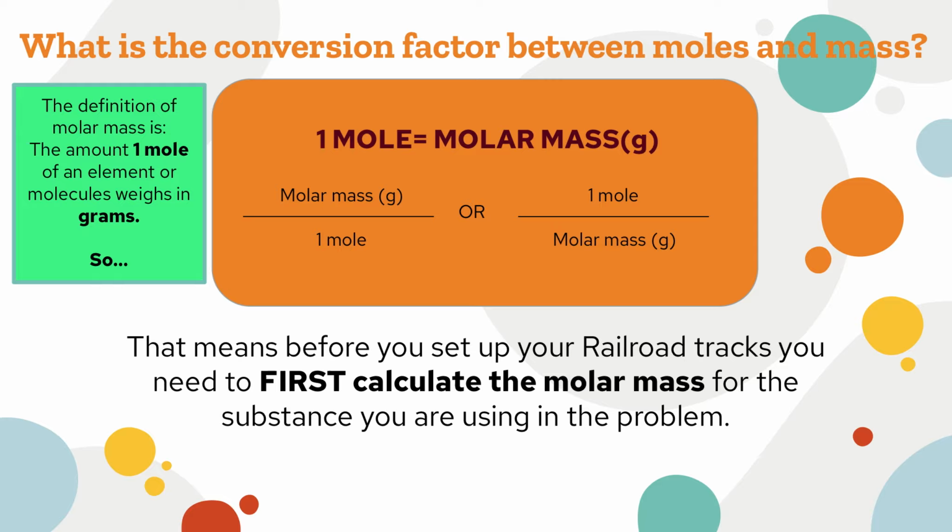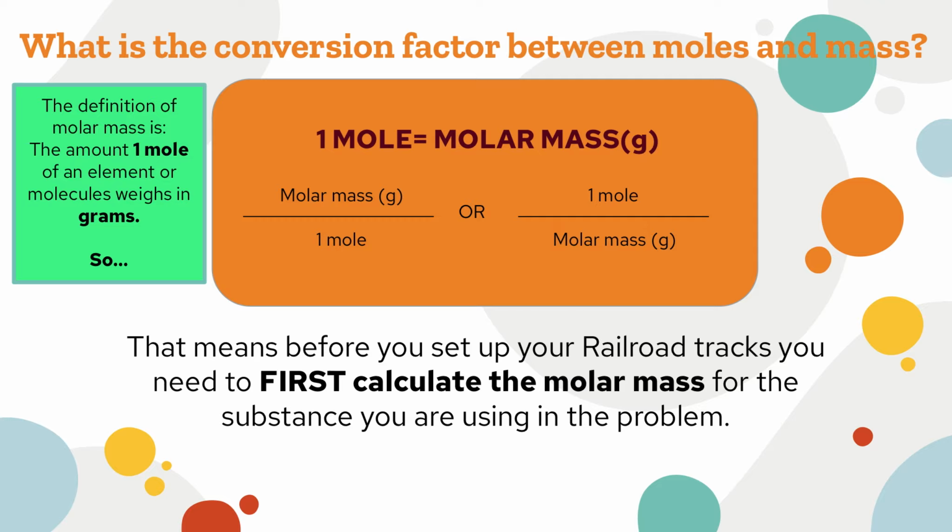So what is the conversion factor between moles and mass? The definition of molar mass is the amount that 1 mole of an element or molecules weighs in grams. So 1 mole equals your molar mass in grams. So we can write this as molar mass in grams over 1 mole, or 1 mole over molar mass in grams. Wherever your mole is, it's always going to say 1 mole in your conversion factor.